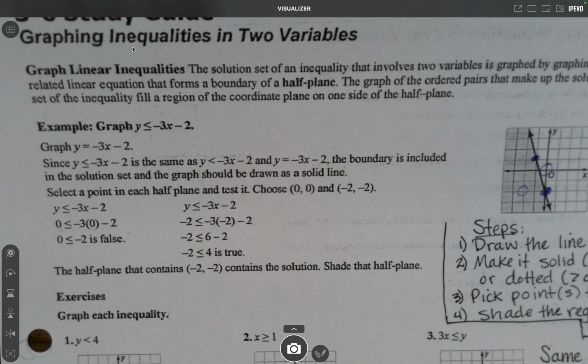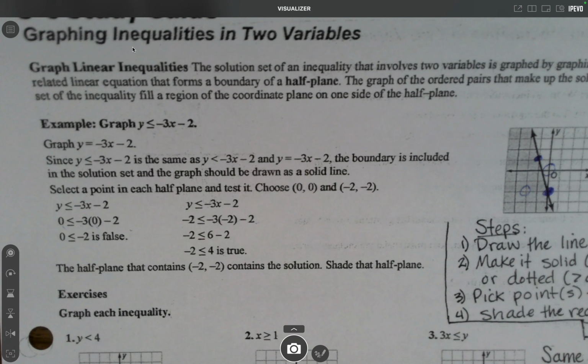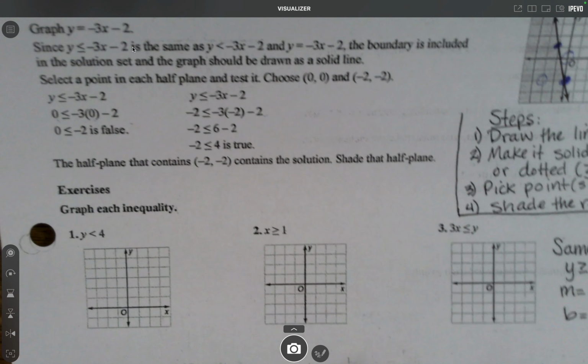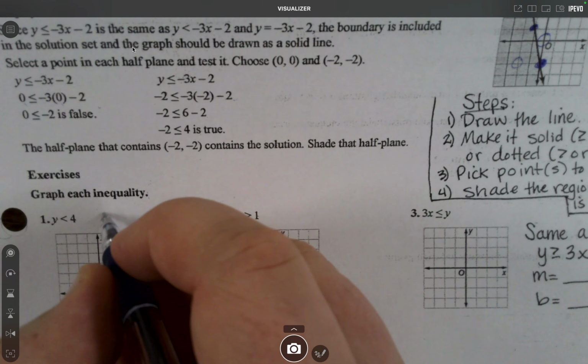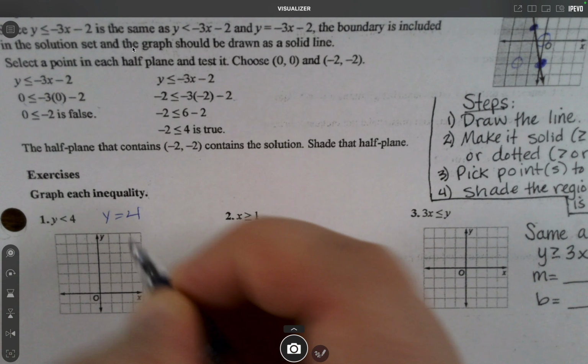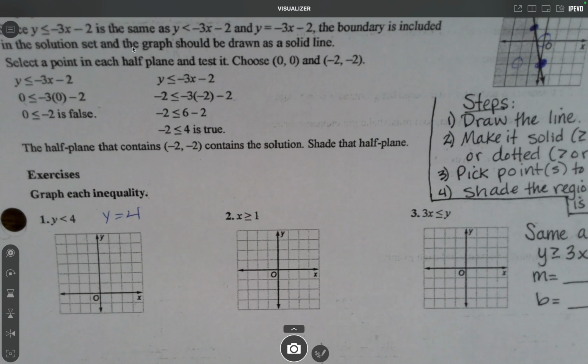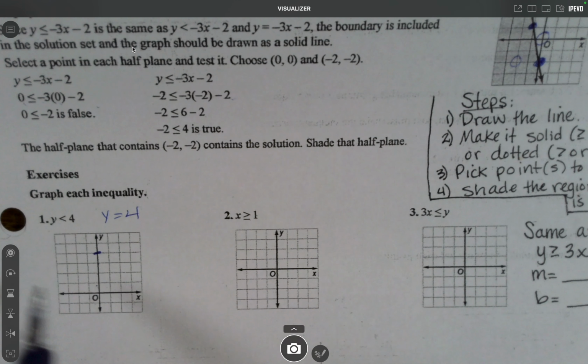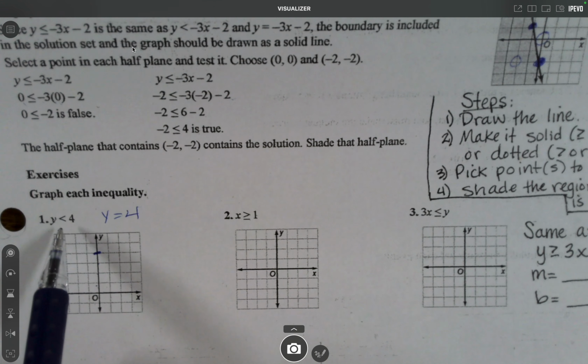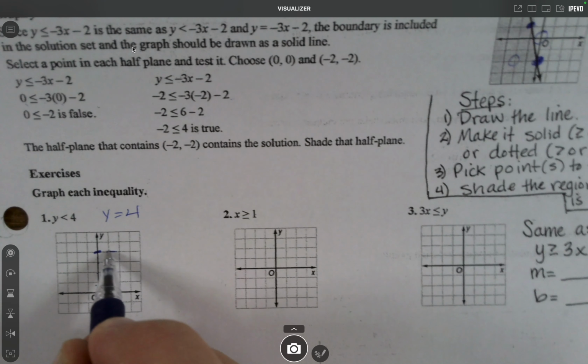So let's try following those same steps through these examples. Okay, so step 1, draw the line. Remember, we treat this as an equation first. And y equals 4, when you just have y equals a number, that's a horizontal line. And it's a horizontal line at 4. So 1, 2, 3, 4. So we know it's going to be here. Since there's no or equal to, we need to draw this as a dotted line.